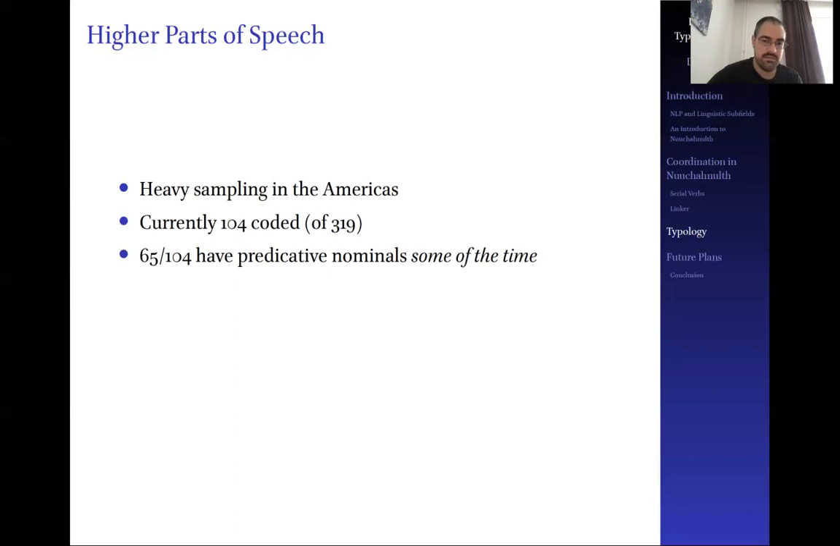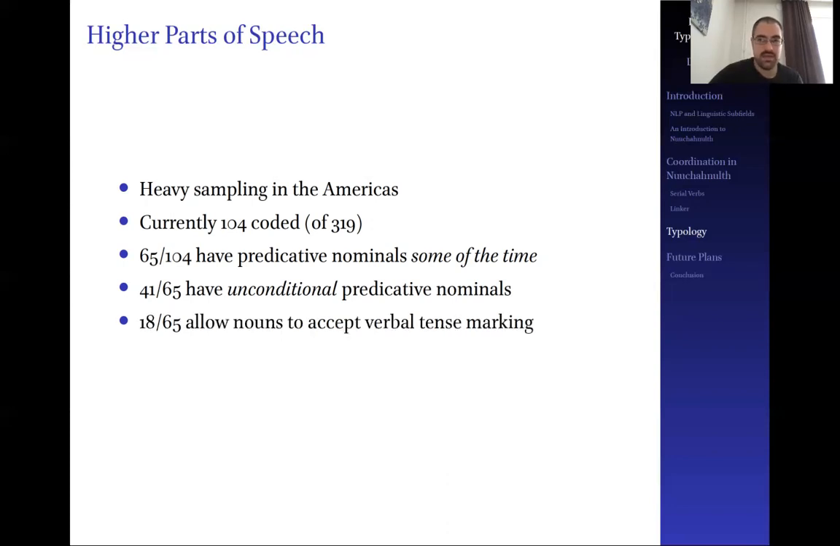So 65 of these 104 languages have predicative nominals at least some of the time. So that's more than half. 41 of these 65 have unconditional predicative nominals, kind of like Nuuchahnulth. And 18 out of 65 go even further and allow verbal tense to appear on the noun. So wasn't this supposed to be uncommon? Wasn't this just a phenomenon of this corner of the world? Maybe it isn't. Maybe predicative nominals are quite common.